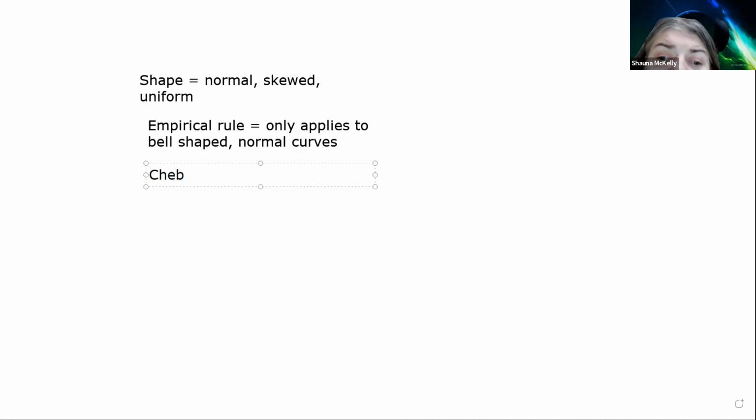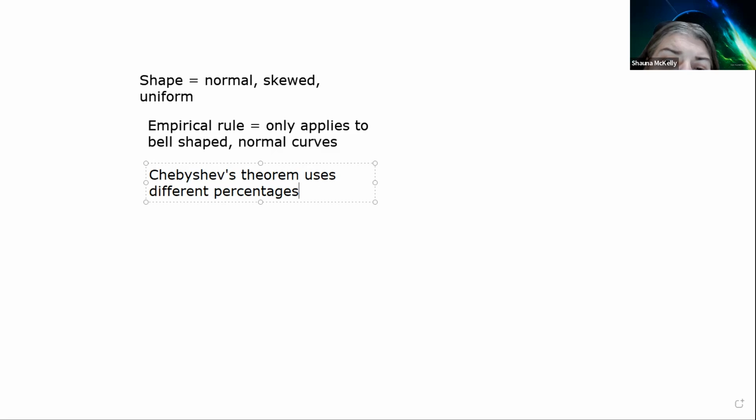So Chebyshev's theorem uses different percentages than the empirical rule. That's why I wanted to show you that, okay? Chebyshev's theorem uses different percentages and applies to any shape. So it doesn't have to be bell-shaped to work, okay? To any shape of distribution. Okay, that's why I wanted to go there.